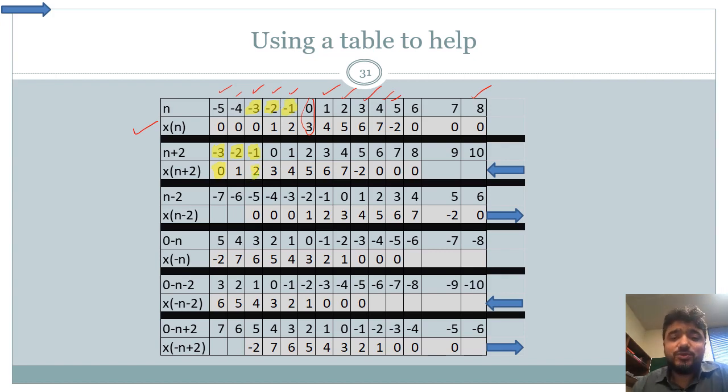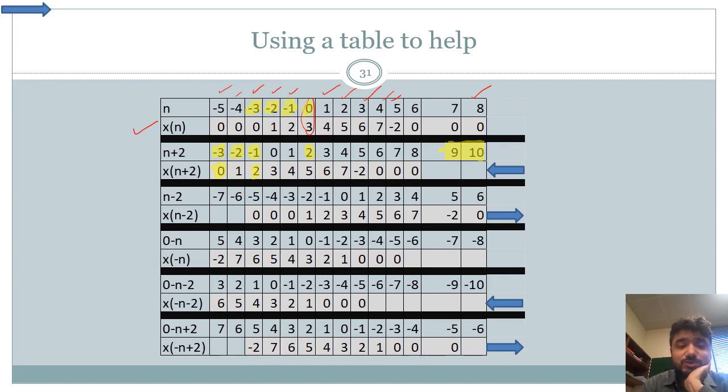I'm going to fill this whole thing up, and because I don't know the values from the original signal at 9 and 10, either I can assume them to be 0 and put zeros here, or I can just leave it blank as I've done here. So this is now my shifting towards the left, or time advancement. As you can see, in place of 0 in the original signal, we have the signal from sample number 2.